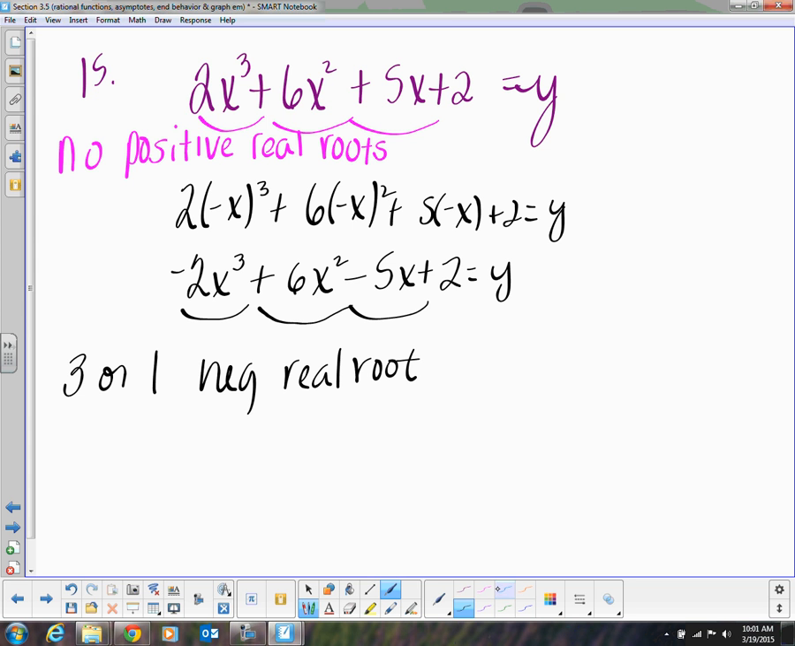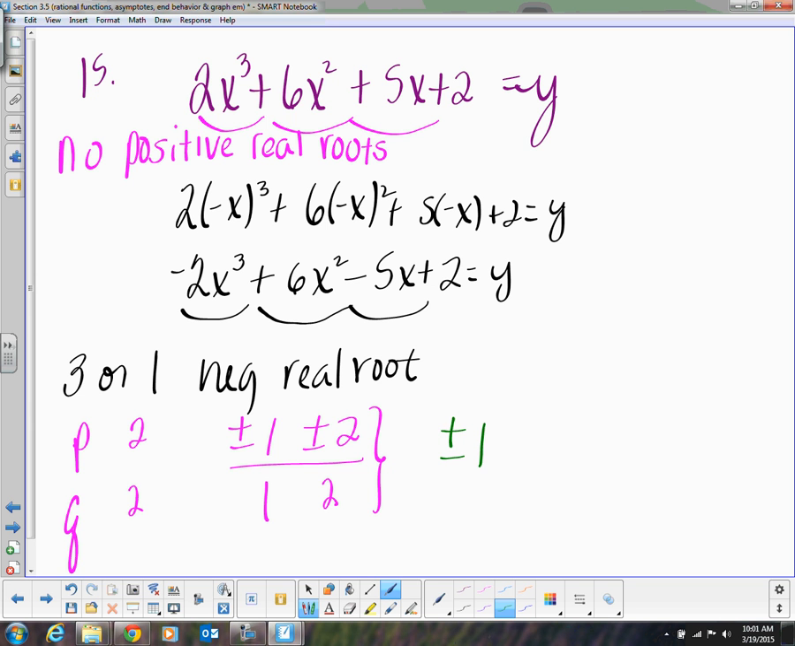Okay, so now we're going to say, what is P? 2. What is Q? 2. So you're going to have plus or minus 1, plus or minus 2, all over 1 and 2. So what does this produce? This produces plus or minus 1 over 1, plus or minus 1 over 2, plus or minus 2 over 1, and what's 2 over 2? 1.